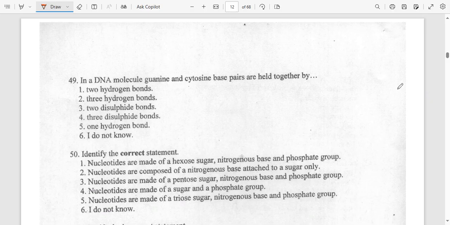We'll end at question 50. In a DNA molecule, guanine and cytosine bases are held together by. Now, guanine and cytosine are going to have 3 hydrogen bonds. Adenine and thymine are going to have 2 hydrogen bonds. So it is 3 hydrogen bonds.